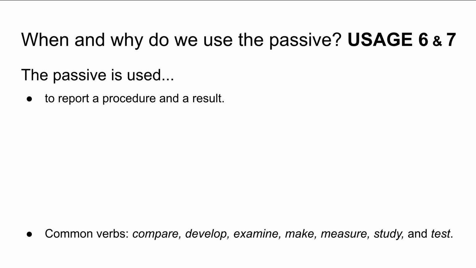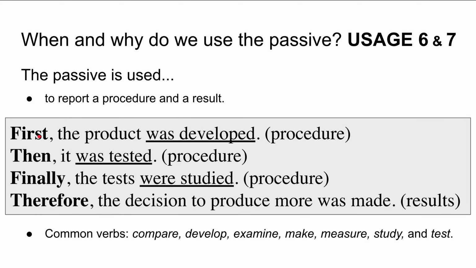Moving forward, the passive is also used to report a procedure or a result. These are usage 6, reporting a procedure, and usage 7, reporting a result. So here we go. First, the product was developed, procedure. Then it was tested, procedure. Finally, the tests were studied, procedure. Therefore, the decision to produce more was made, result.